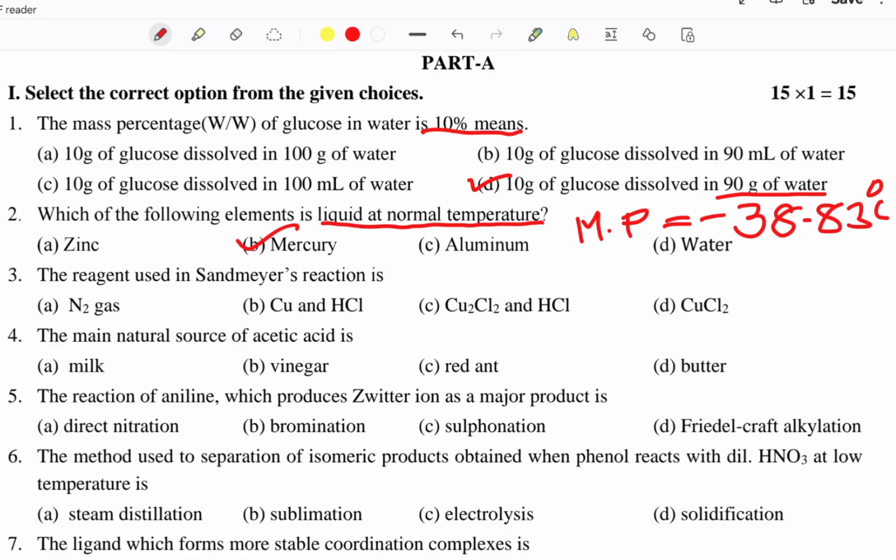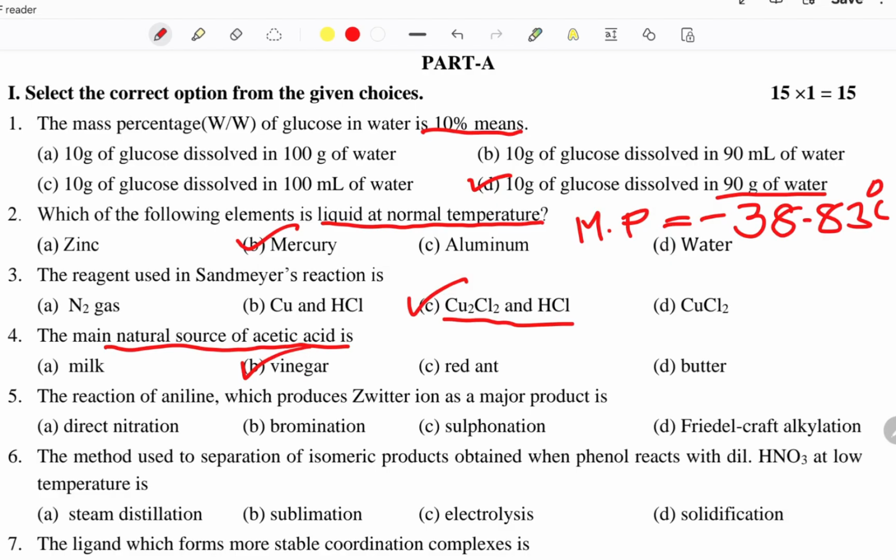Next, question number 3 I am going to explain. The reagent used in the Sandmeyer reaction is cuprous chloride and HCl, as you know that diazonium salts can give chlorobenzene as a product. Next, question number 4. The main natural source of acetic acid is vinegar.